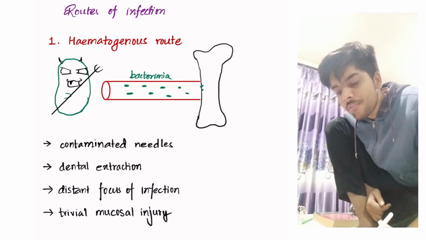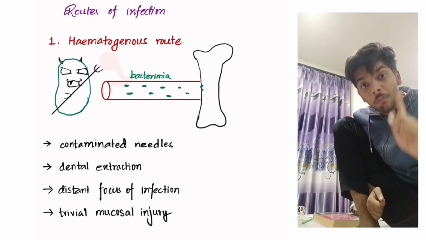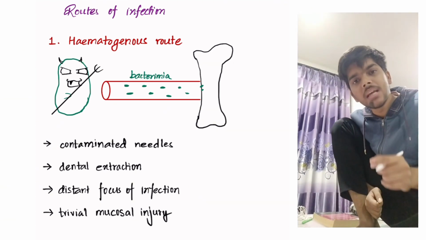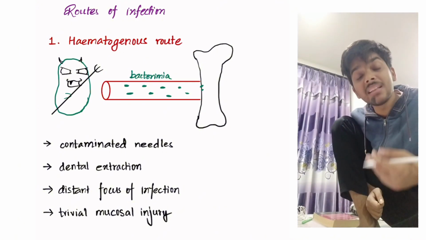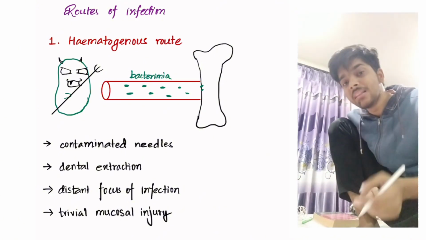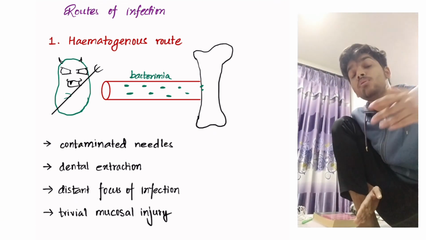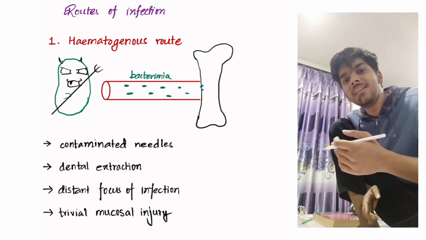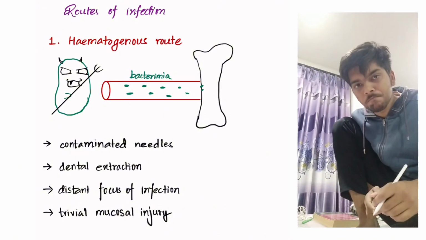So what are these various sources or origins of bacteremia? Well, the first one is a contaminated needle. If you inject yourself with a needle that is contaminated with bacteria that can cause osteomyelitis, then those bacteria can easily enter your circulatory system, travel in the form of bacteremia, and reach your bones where they can cause osteomyelitis.